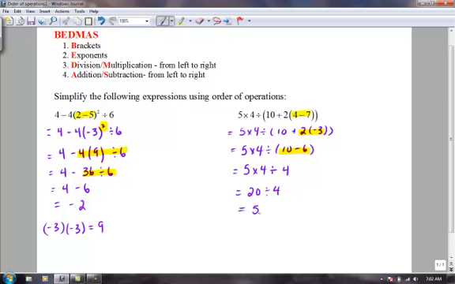By using the accepted order of operations, which we commonly call BEDMAS or PEDMAS, depending on whether you call it brackets or parentheses, every time we all do a math equation, we will all end up with the same answer.